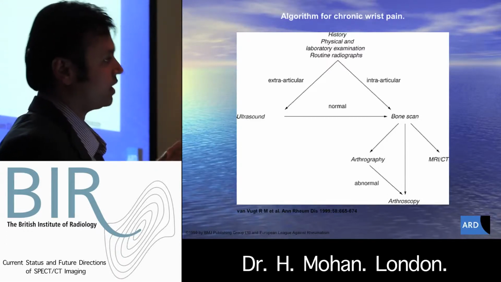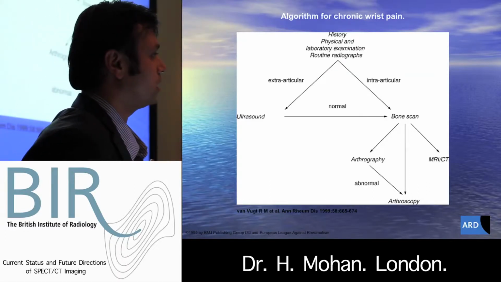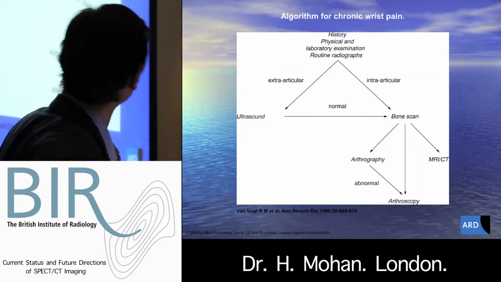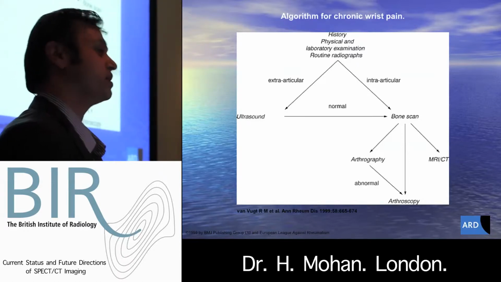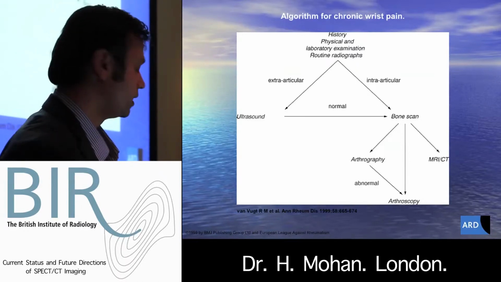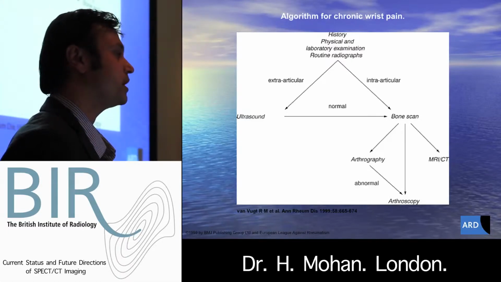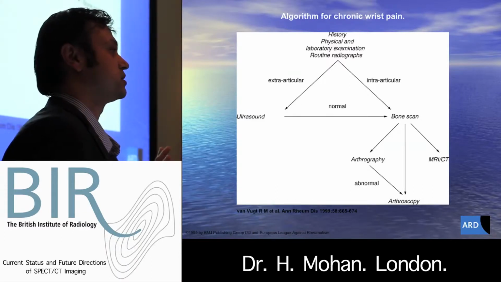A good history and physical examination should identify most of the causes of wrist pain, but obviously the clinician has to then decide whether this is bone-originating pain or soft tissue-originating pain, and then subsequently send them to the respective imaging modalities, i.e. for soft tissue problems, ultrasound would be the modality of choice. And then, as you can see, bone scan plays quite a central role in the management of these patients.